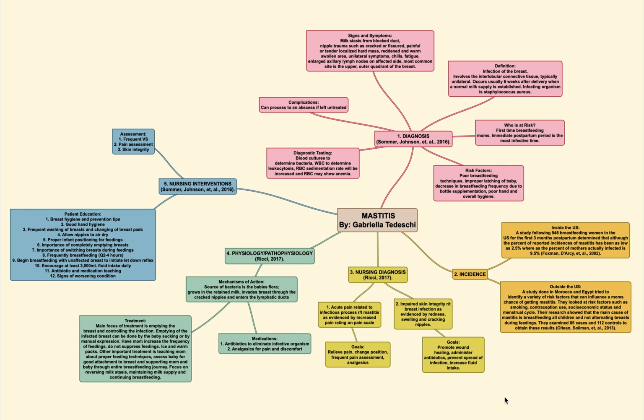Next, I did the physiology and pathophysiology. I used the textbook for this as well. So the mechanism of action, or the pathophysiology: the source of the bacteria is the baby's flora, and that's how it really gets to mom. So it grows in the retained milk, and it invades the breast through the cracked nipples, and that's how it enters the lymphatic duct.